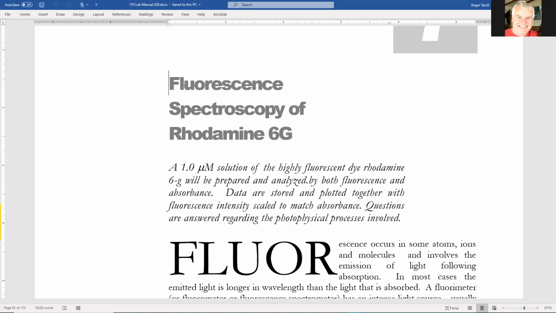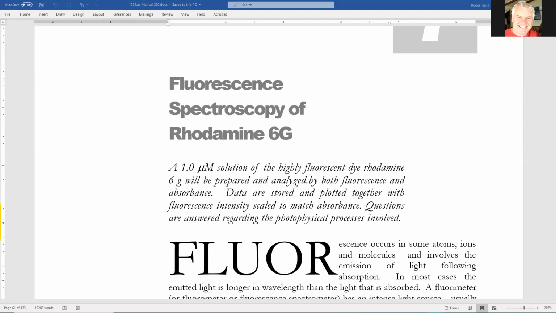And the emission spectrum looks a little bit like a mirror image of the excitation, or a mirror image of the absorption spectrum.